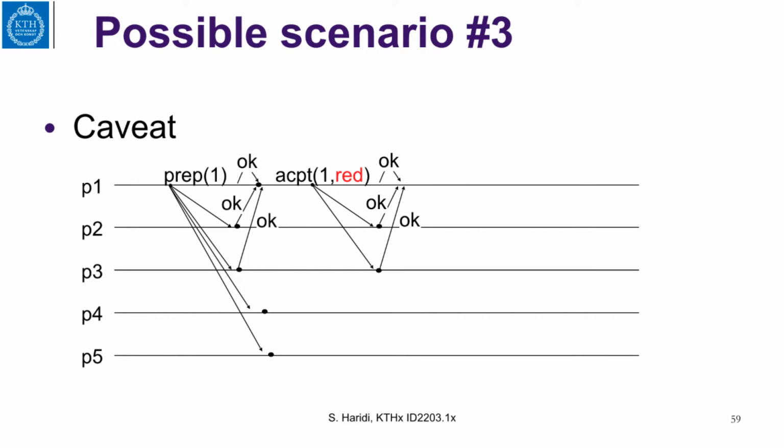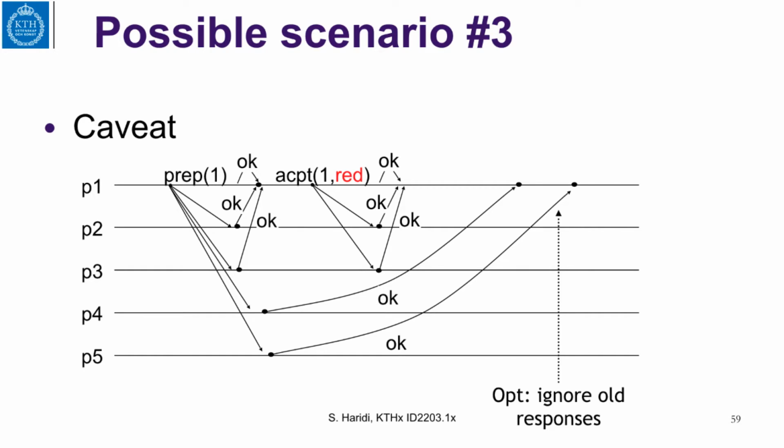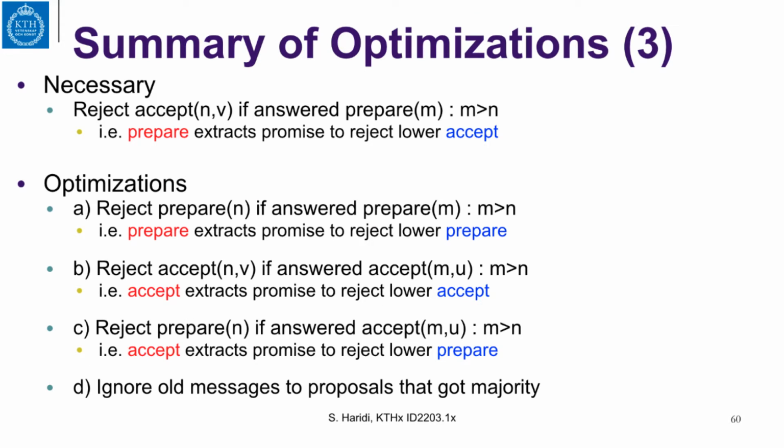Now, one more thing that we have to take care of is what are called unnecessary messages. Normally when you do a prepare phase, it is very much like what we did in shared memory. Here you get an OK, and then you do an accept phase, and you get an OK from a majority. But some of the messages from the prepare phase are coming late, and these messages should of course be ignored. These are old responses. So here are all the optimizations again that you can do. Reject prepare N if you already answered a higher prepare. Reject an accept N if you have already answered with a higher accept. Reject a prepare if you already answered an accept with a higher number. And then ignore all messages to a proposal that got a majority.